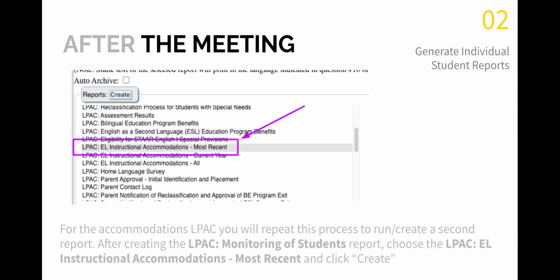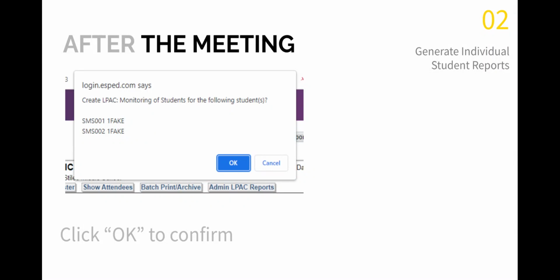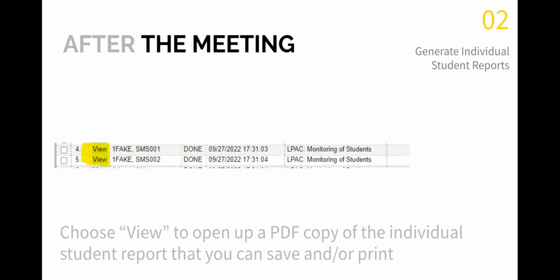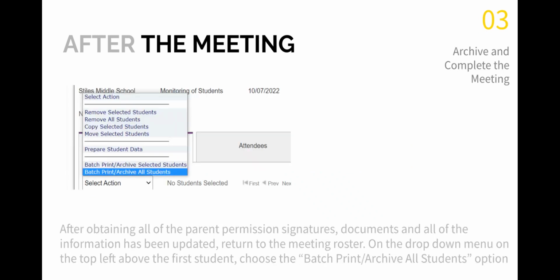For the Accommodations LPAC, you will repeat this process to create a second report. After creating the LPAC Monitoring of Students report, choose the LPAC EL Instructional Accommodations Most Recent and click Create. Click OK to confirm if the information is correct. On the pop-up screen drop-down menu, choose View Prepared Reports. Choose View to open up a PDF copy of the individual student report that you can save and or print.